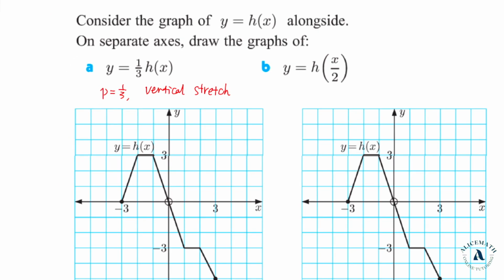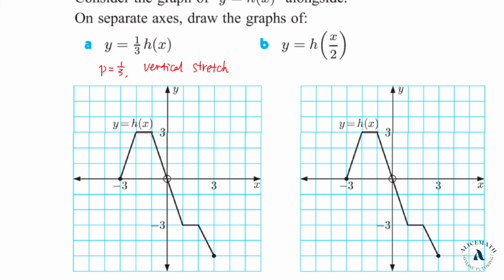Okay, now look at the graph of h(x). We'll find some key points on this graph. For example, we see -3 and the origin on the x-axis. For a vertical stretch, the points on the x-axis should stay the same, so (-3, 0) and (0, 0) stay the same.